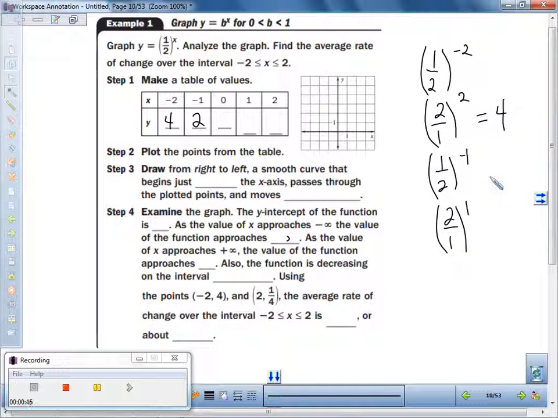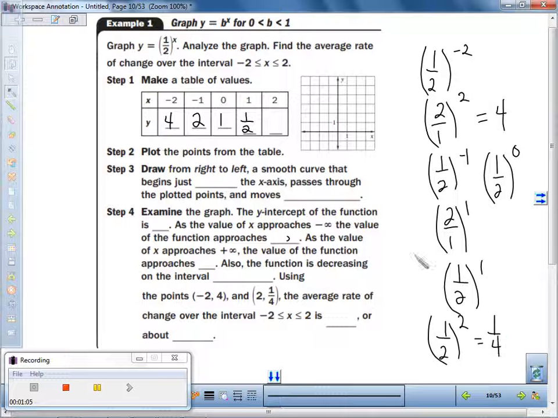Now, I'm going to go ahead and do 1/2 to the 0 power. Remember, anything to the 0 power is 1. Okay, and then if I take 1/2 to the first power, I end up with 1/2. And then 1/2 squared, remember I had to square the top, so that'd be 1. Square the bottom, be 4. So I end up with 1/4. Okay, so that's our y values, or our range for this.